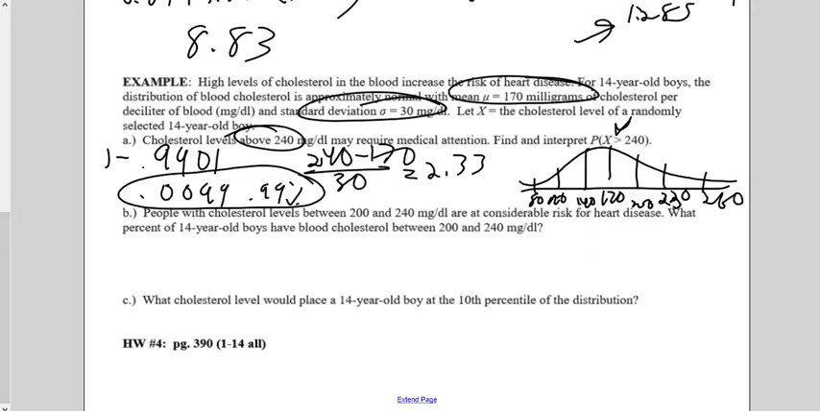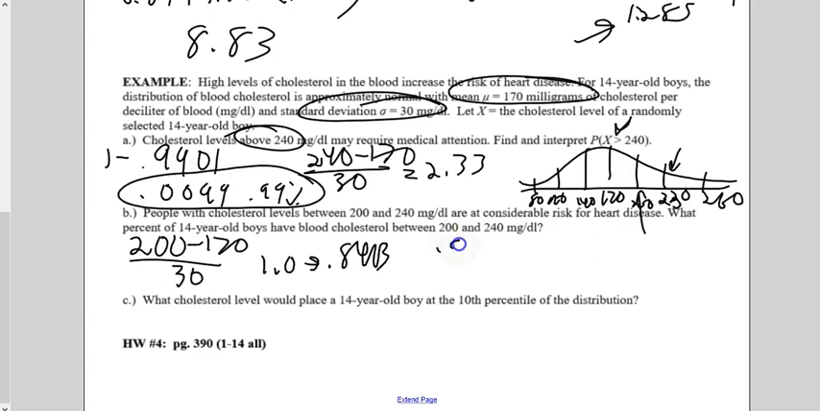All right. So, people with cholesterol levels between 200 and 240. Well, we've already done 240. We just need to do 200. So 200 minus 170 divided by 30. And that gives me a score of, well, exactly 1.0. Okay? And that makes sense because where's 200? Right there. At exactly 1. 240 is a little bit above right there. A little bit above 2. So, this gives me a number of 0.8413.